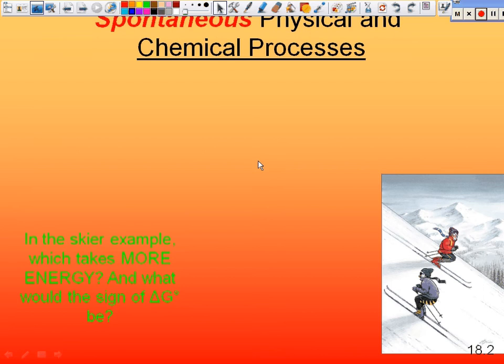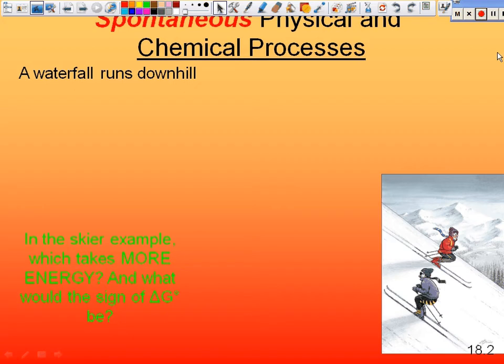So these are spontaneous physical and chemical processes. Now notice, these are physical and chemical. So the first one, waterfall runs downhill. Physical. But let me ask you something. Could it possibly run uphill? But what would nature have to do? Supplied a lot of energy, which nature's not going to do.